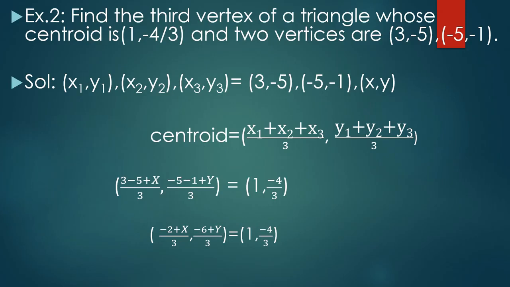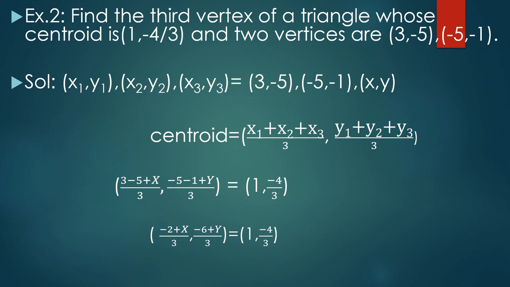Now let us go for the second example. Find the third vertex of a triangle whose centroid is (1, -4/3) and two vertices of the triangle are (3, -5) and (-5, -1). Here two vertices and the centroid are given, and you are asked to find the third vertex. The third vertex is not given, so let us assume it as (x, y). So (3, -5) is x1, y1, (-5, -1) is x2, y2 and (x, y) is x3, y3.